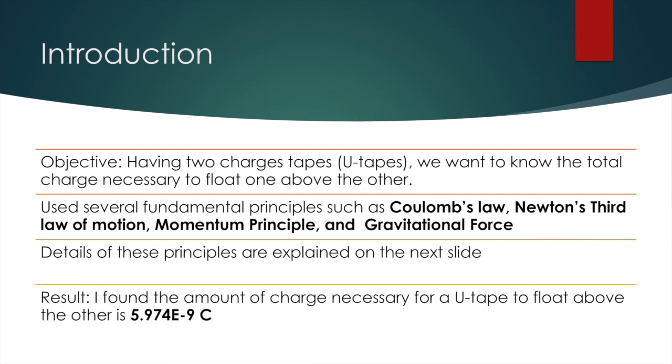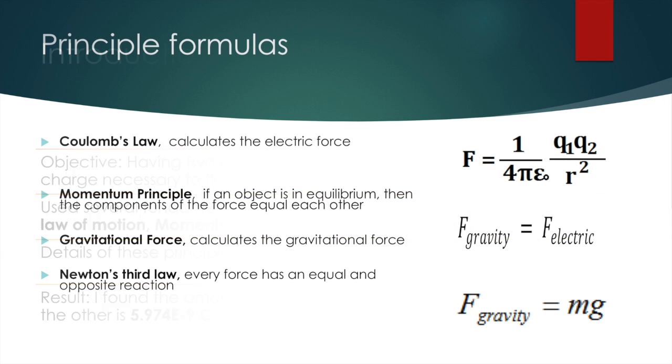So in Lab 1, our objective is to calculate the total charge necessary to float one tape above another. To calculate this, we use several fundamental principles that I'll explain in more detail in the next slide. The result I found at the end of this lab was that the necessary charge that allowed this to happen is 5.974 times 10 to the negative 9 coulombs.